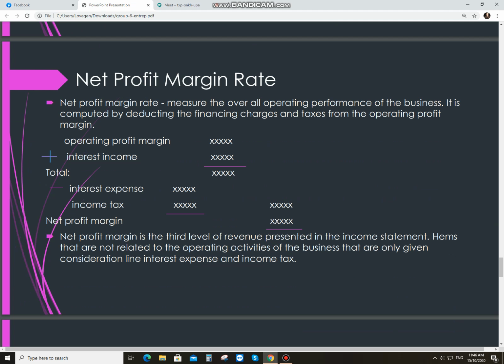So, operating profit margin plus interest income and less income tax is the net profit margin. Net profit margin is the third level of revenue presented in the income statement, hence items that are not related to the operating activities of the business are only given consideration, like interest expense and income tax.